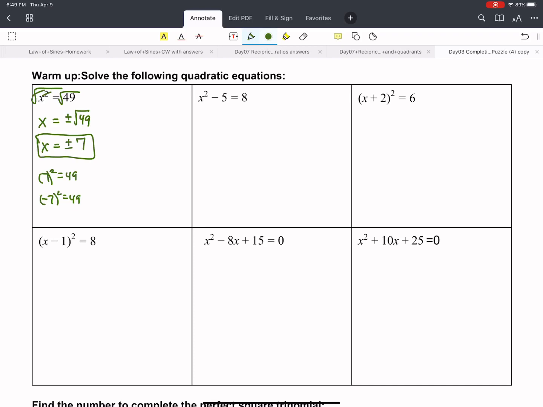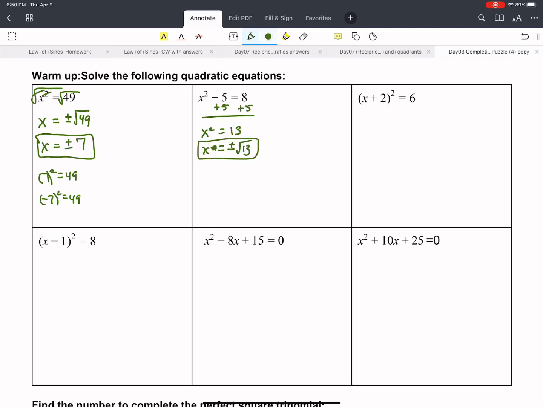So over here, let's try this one. Same deal, we don't need to factor or anything. We can just move this over to the other side to isolate the x squared. So you'll have x squared equal to 13. So x is equal to plus or minus the square root of 13. So there are your two solutions there.